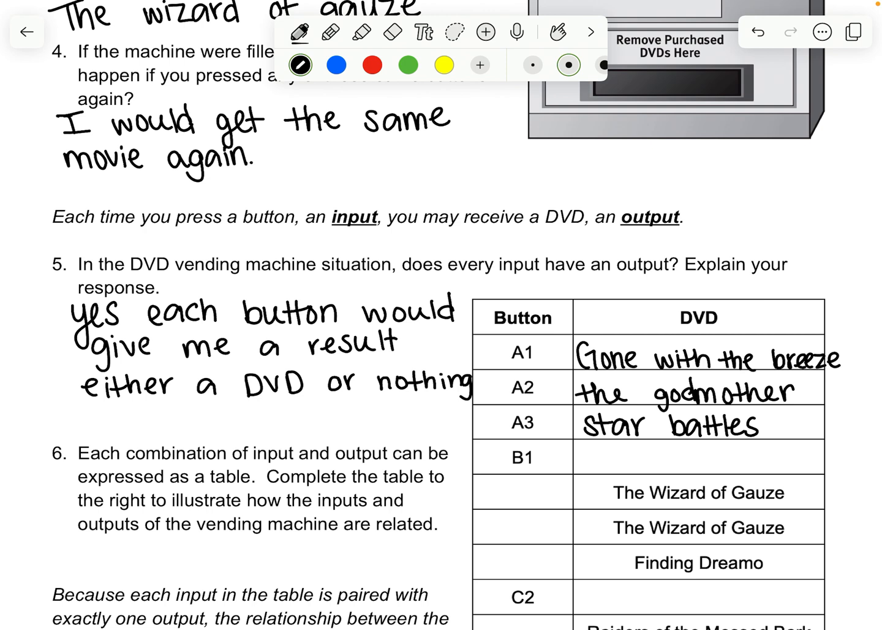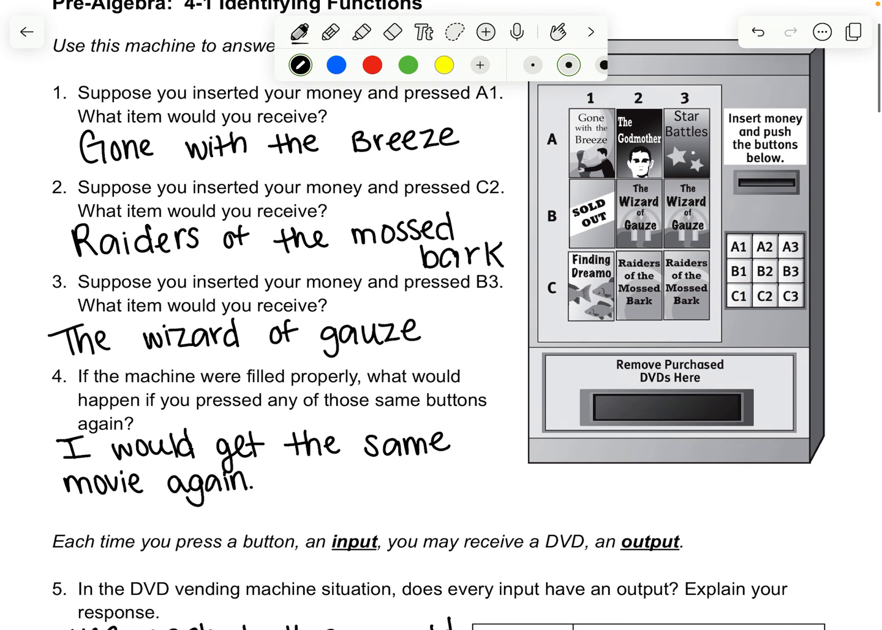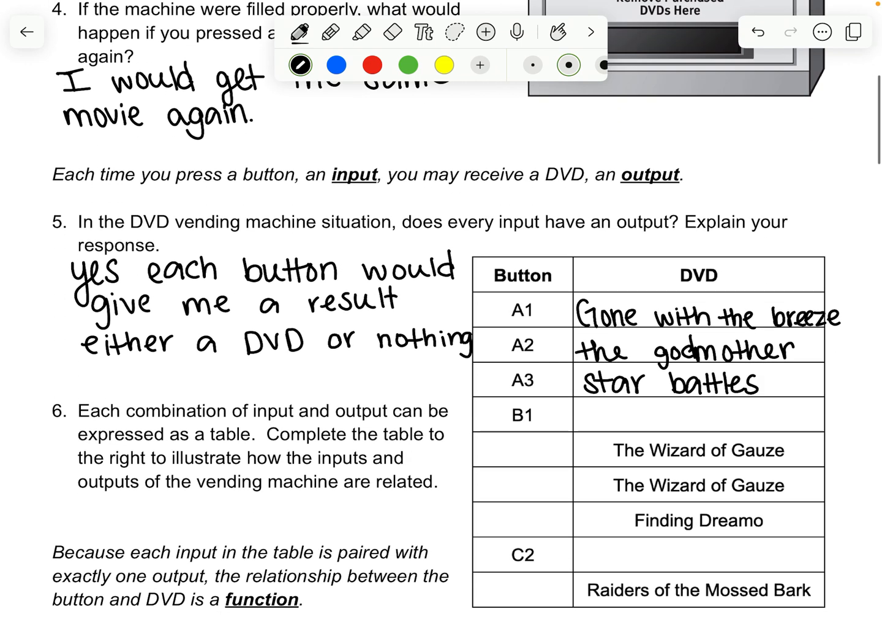Alrighty, let's go ahead and talk about the B buttons. It looks like we have B1 filled in. If I look back up to the vending machine to fill in my table, it looks like B1 is where that DVD is currently sold out. So for the B1 option, I would write sold out.